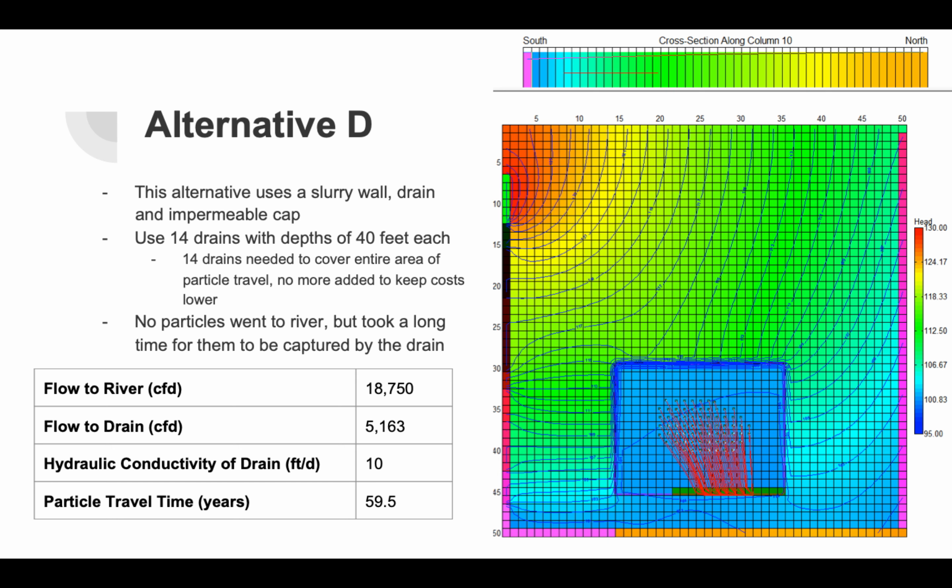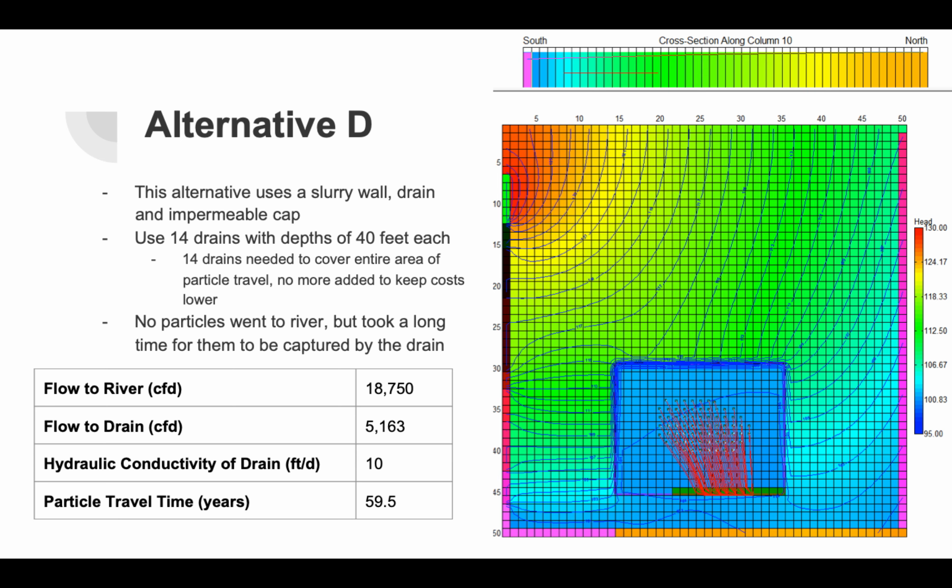However, the flow of the river greatly decreased, and the flow of the drains, at about 5,000 cubic feet per day, was much higher than anticipated, and all that water has to be treated before it can go to the river or as an effluent. The particle travel time also increased to about 59 years, so it took a lot longer for the particles to go from the landfill to the drains than expected. The drains were also set at a stage 40 feet below the top elevation, so they're set at 100 feet of elevation.